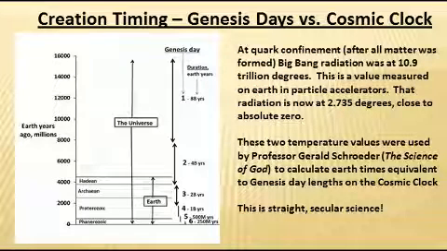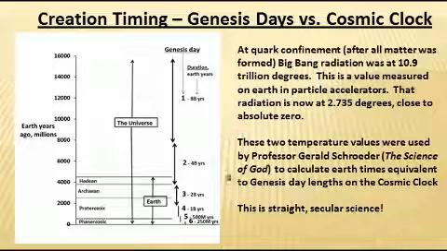A large difference in temperature of that radiation as that radiation was dragged along with the expansion of the universe. It got substantially cooler, very close to absolute zero, but not absolute zero. And Professor Schrader used those two temperatures to calculate these cosmic day lengths. And again, that's documented in The Science of God, the seminal book by Professor Schrader.